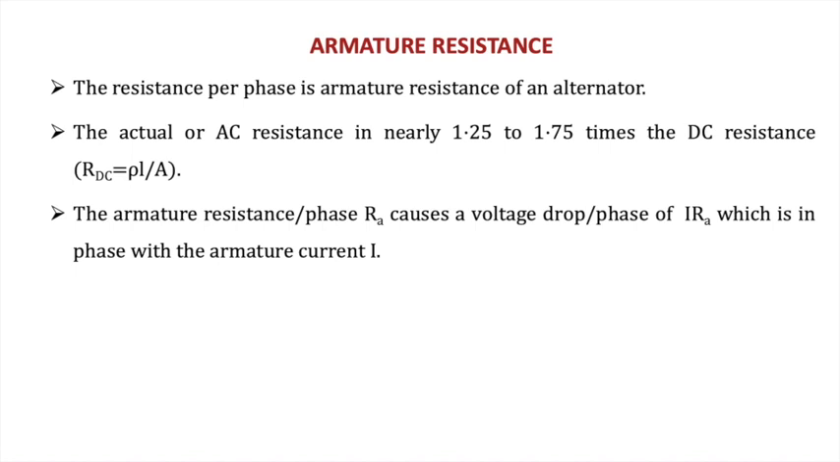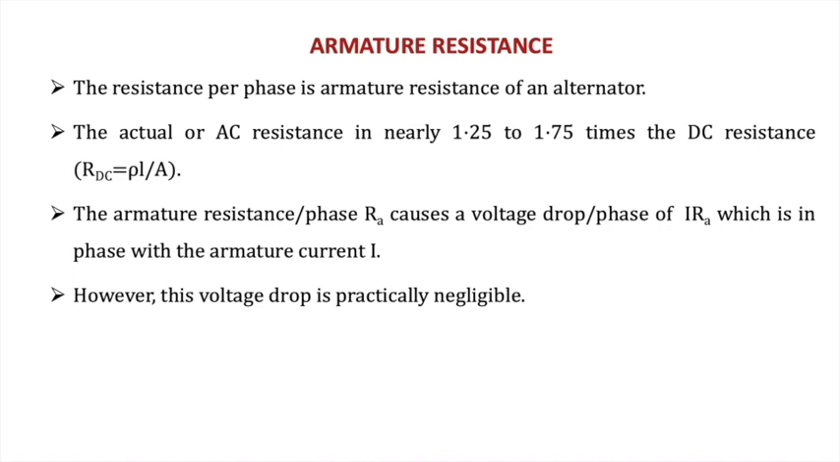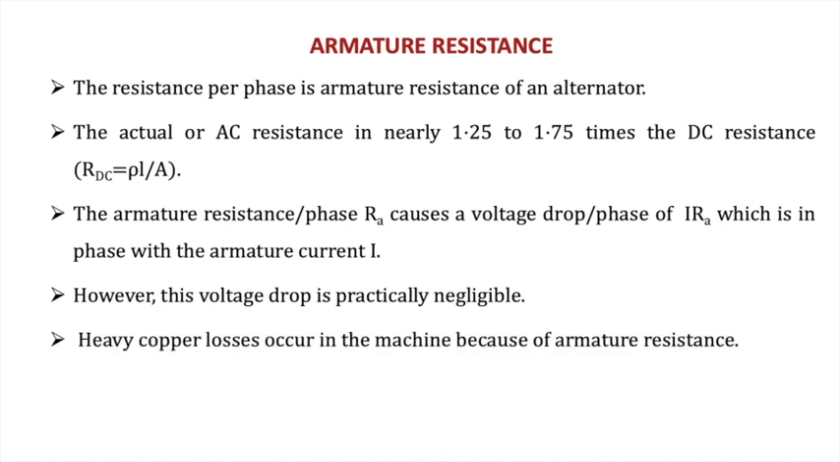The armature resistance drop will cause a voltage drop of I RA, which will be in phase with the armature current because it is a resistive drop, and practically many times we neglect this resistance drop because RA is very small. The armature resistance is normally in the range of 0.1 ohm, maybe less than 0.1 also, it may be 0.05 ohms per phase. Yet heavy copper loss occurs in the machines because of this small armature resistance also.